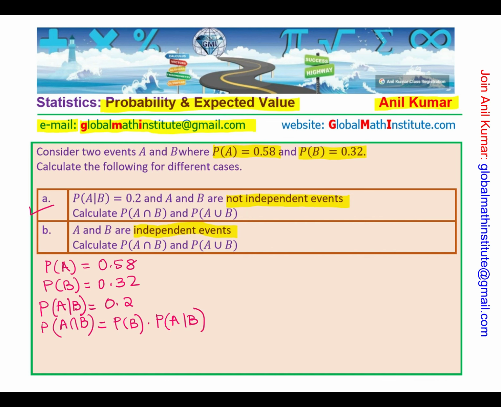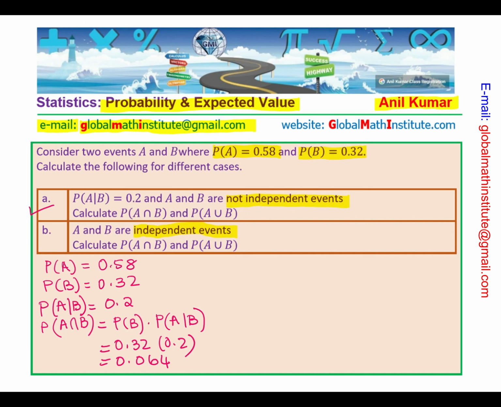So B has occurred, so find the probability of B. That should be equal to 0.32. And we need to multiply by what is given to us, 0.2, which gives us 0.064. Make sense? So that is how you're going to find the probability of A intersection B.